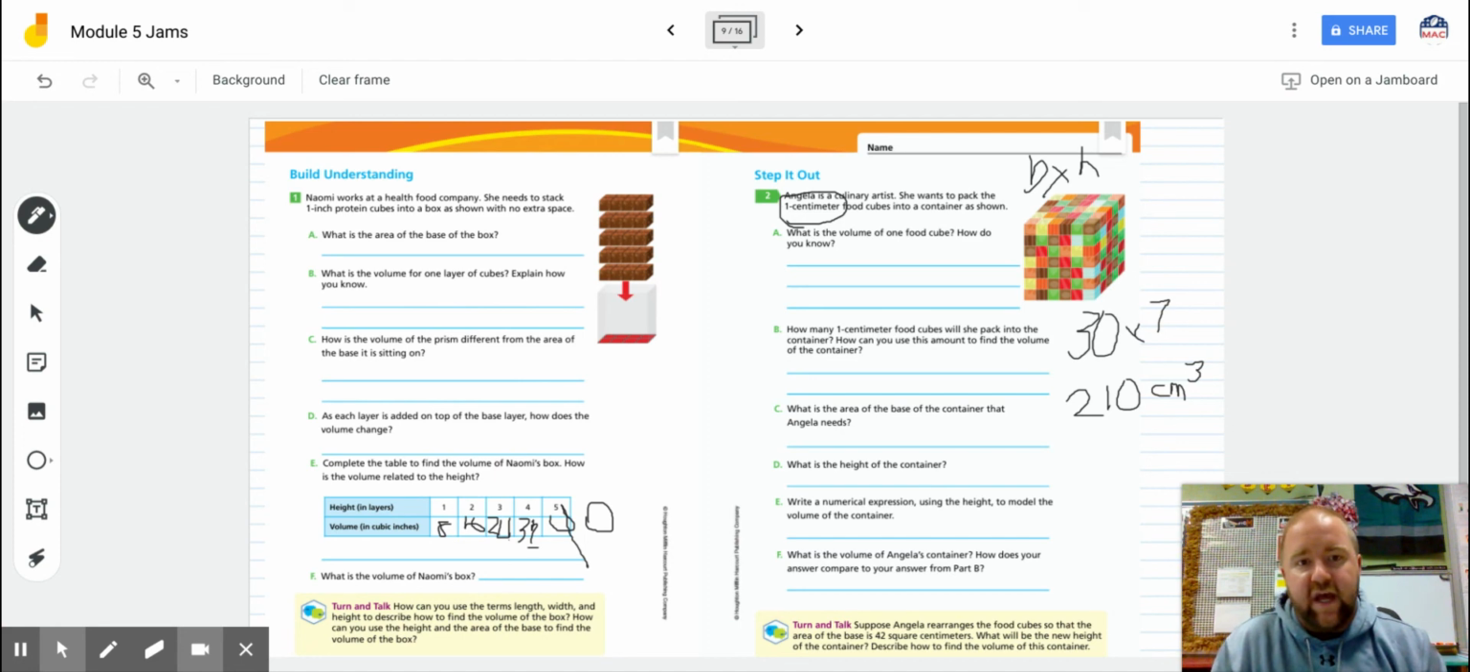So that's the lesson for today, multiplying base times height in order to find volume.